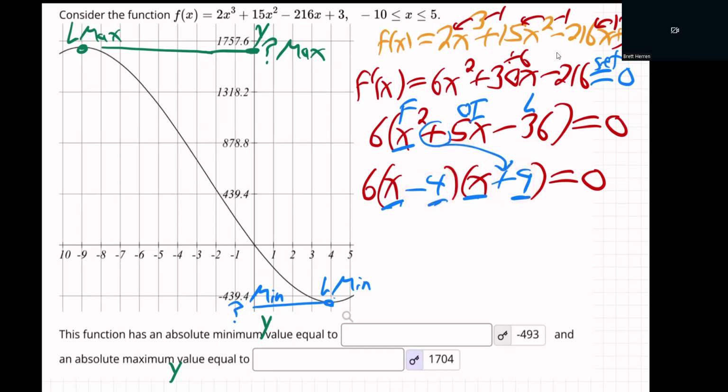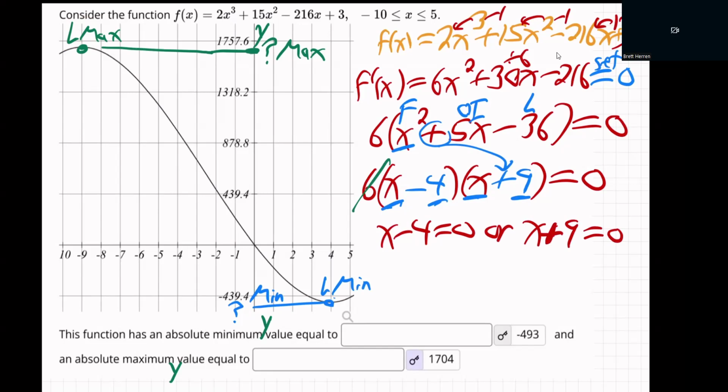And then now what do we do from here? Now we set each part equal to 0, each part that has an x. So x minus 4 is 0, or x plus 9 is 0. Right? What about that 6? Who cares about that 6?